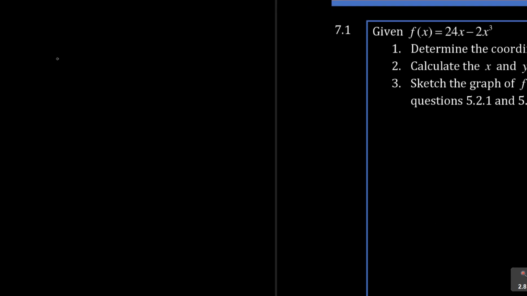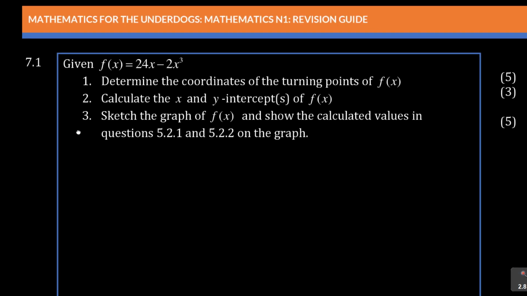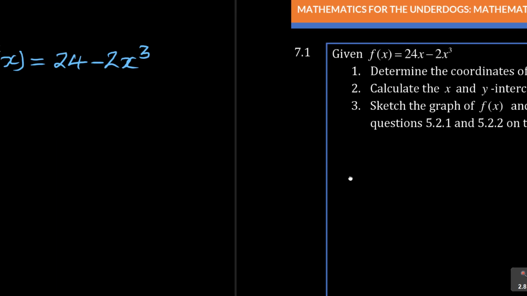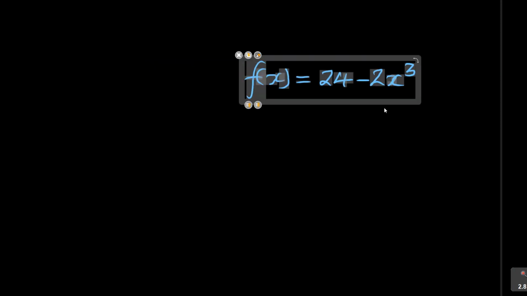What you have is you are given f(x) is equal to 24x minus 2x cubed. Alright. Now, coordinates of the turning point. The moment they say turning point, remember what I said? When you see the words turning point, you must show that at the turning point f'(x) or dy/dx is equal to 0. So first you must find f'(x). That's the first thing. So let's find f'(x).